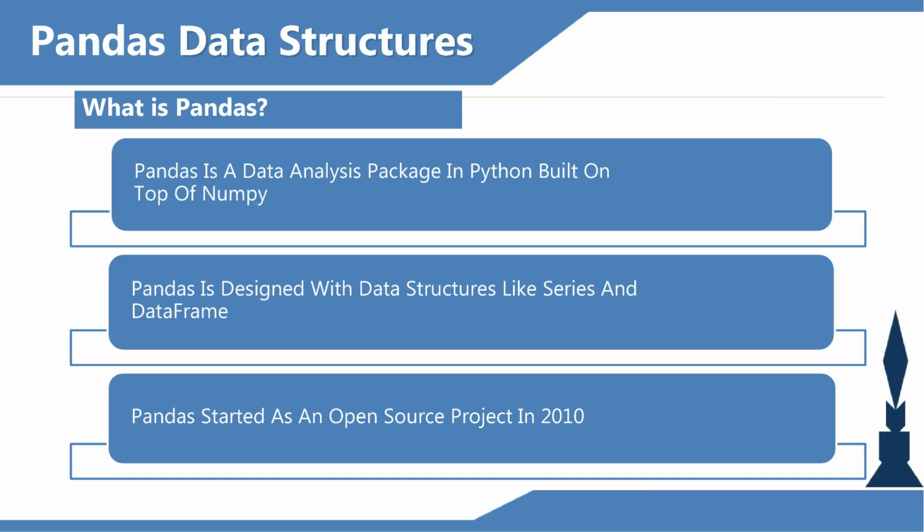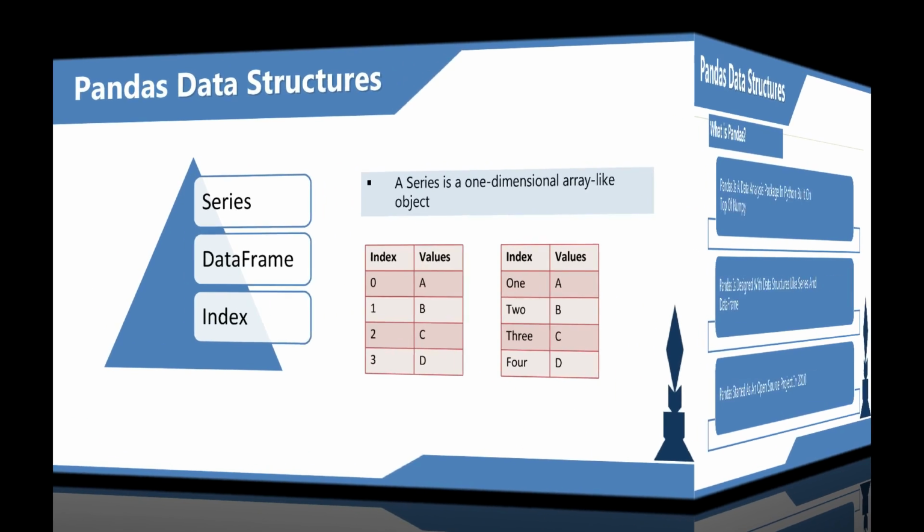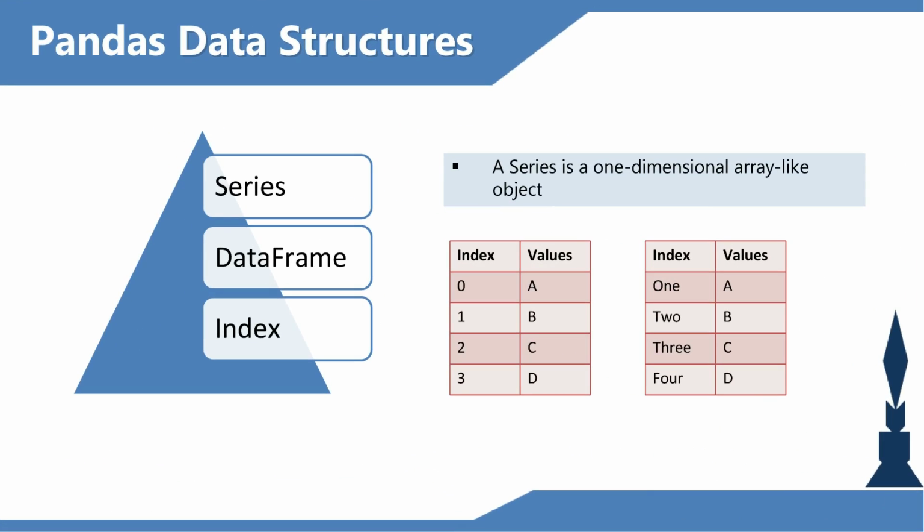Pandas objects can be thought of as enhanced versions of NumPy structured arrays in which the rows and columns are identified with labels rather than simple integer indices. Pandas offers three fundamental data structures: the Series, DataFrame, and Index.